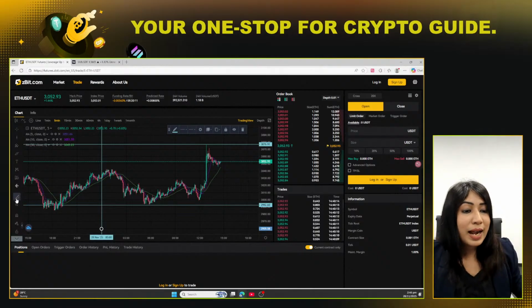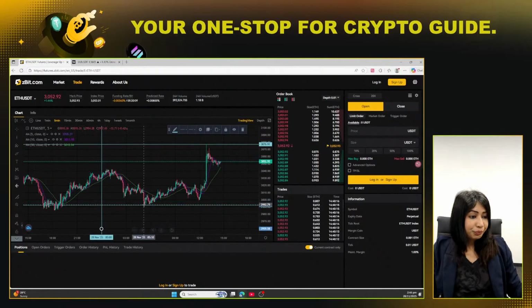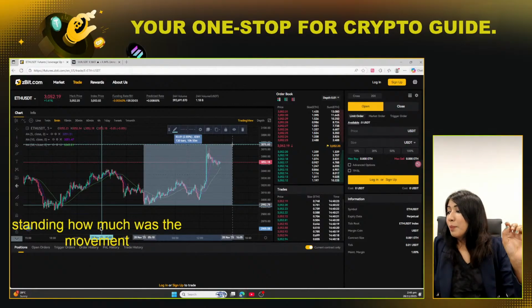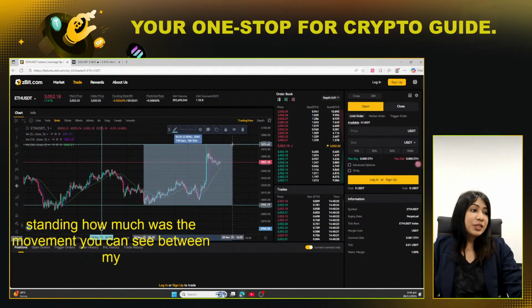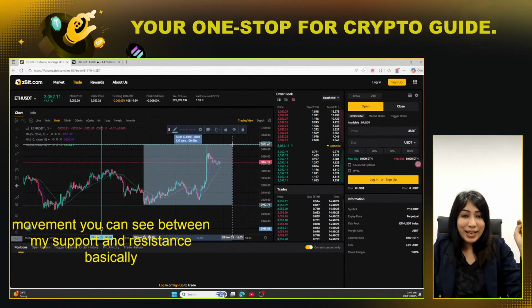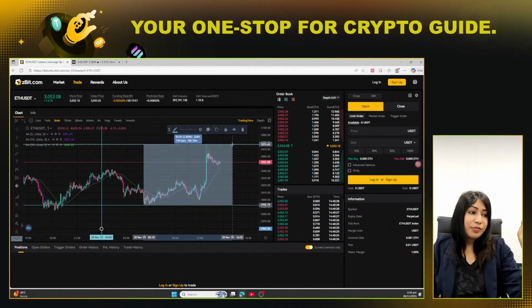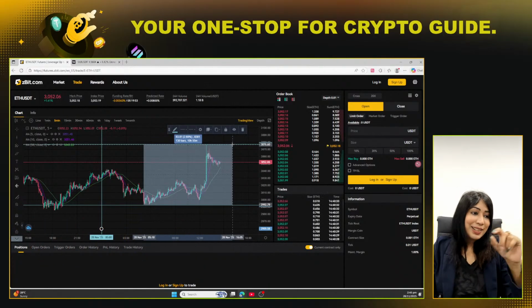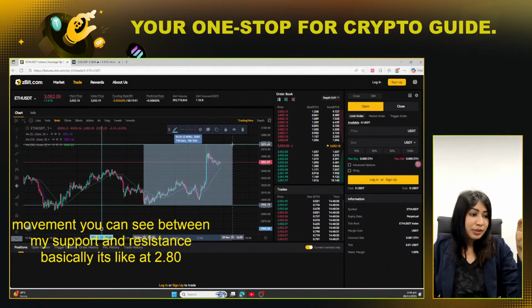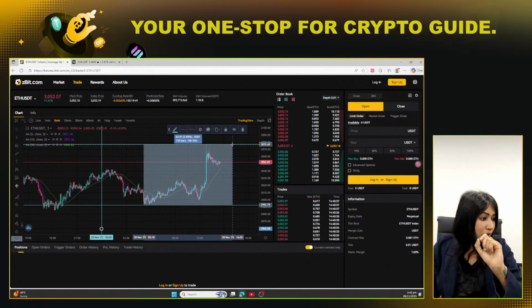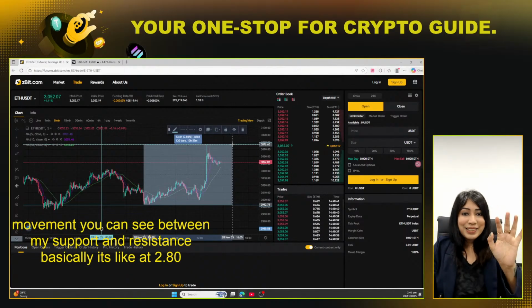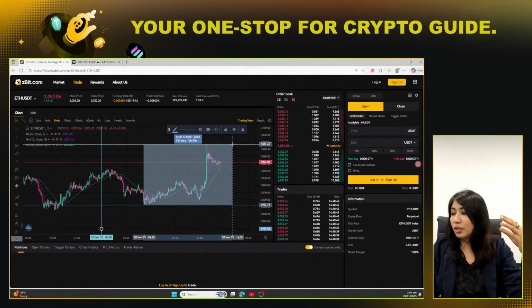Now what I do is I take a measurement. I try to capture how much the movement was. You can see between my support and resistance, it's about a 2.80% move. And this is not within hours or something like that. It's for a day that the lowest point was 2992, and the highest point it reached was 3076. But this is until now.